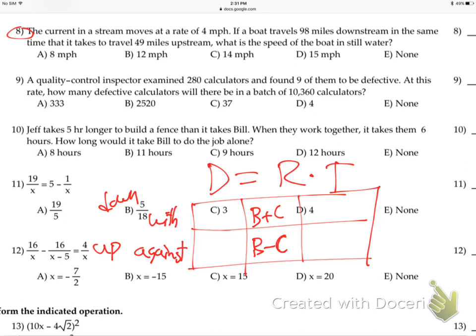Let's keep going. It says the current moves at 4 miles an hour. So what's that? That's the current, that's the C, equals 4. So just cross out that C. We now know it's 4. So it's B plus 4, B minus 4. The boat travels 98 miles downstream. That's distance down. In the same time, 49 miles upstream. That's distance up.